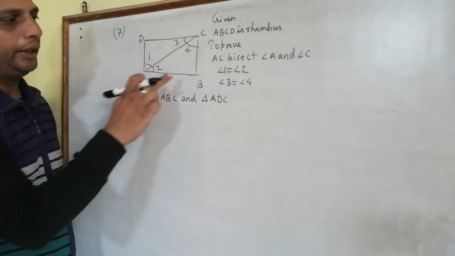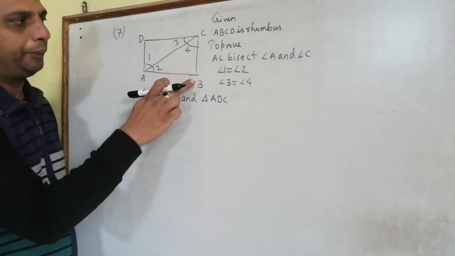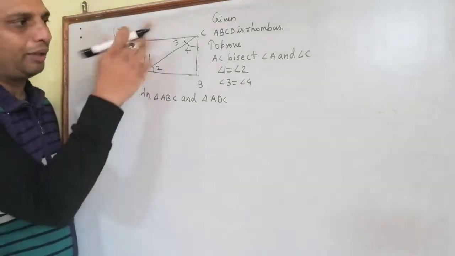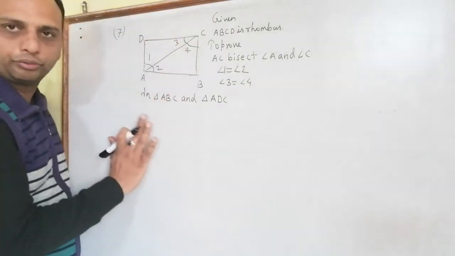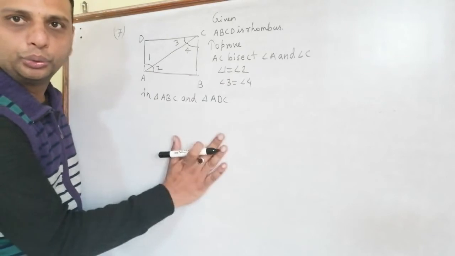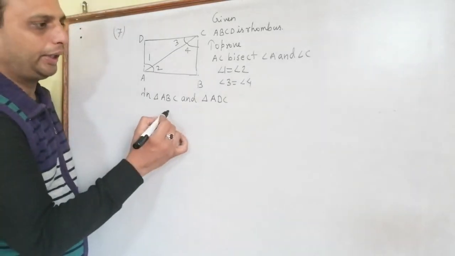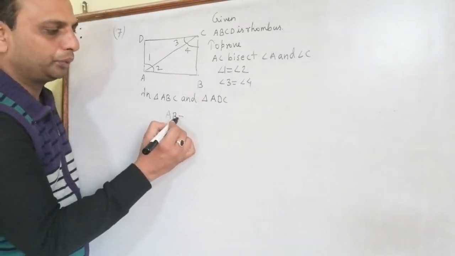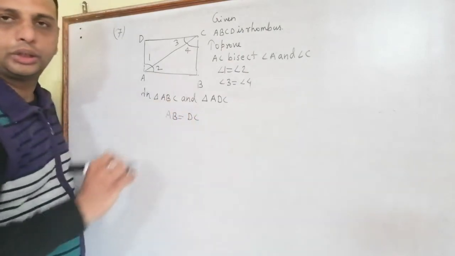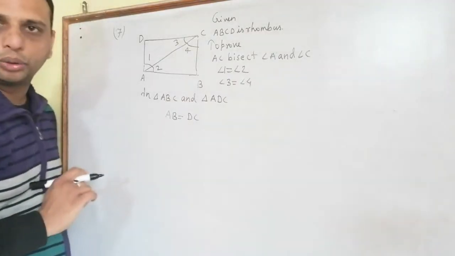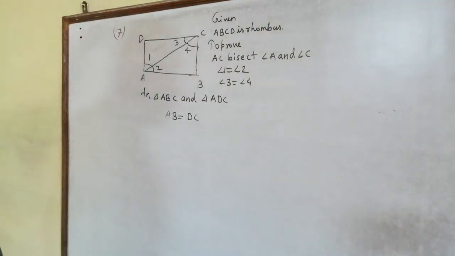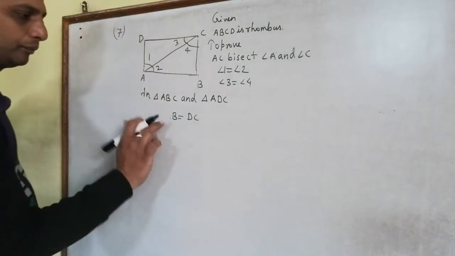We will write it afterwards. It is asked in the question to prove that BD bisects angle B and D. So afterwards, in the next part, we will solve that. First we will solve this part. So here AB is equal to DC because all sides of the rhombus are equal. AB equal to DC.